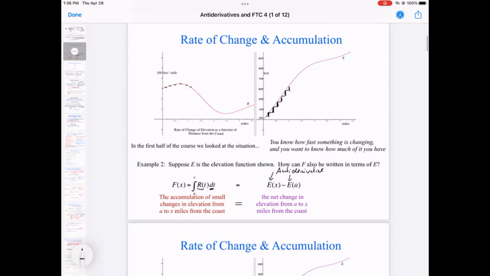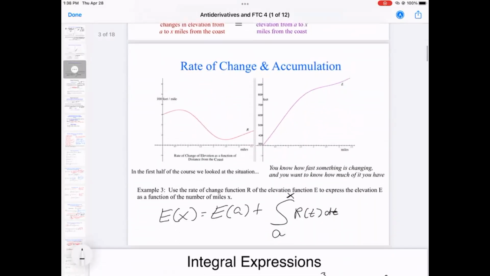Okay, so after that, we said that the elevation at any x, where x is the distance from the coast, is an initial elevation, where a is a distance from the coast, plus how much the elevation changes from A to X.